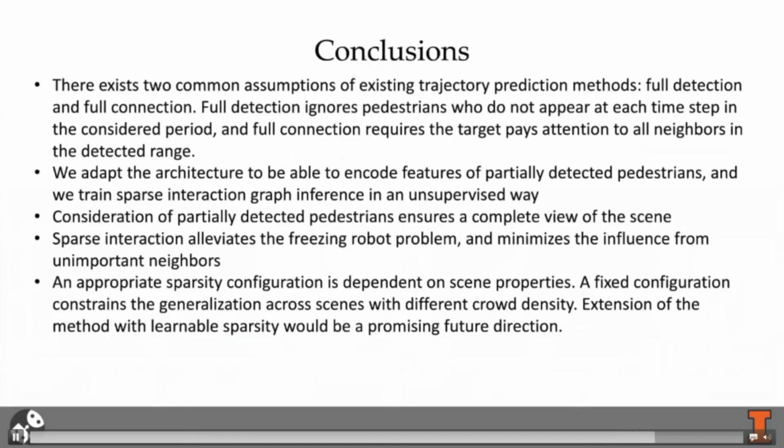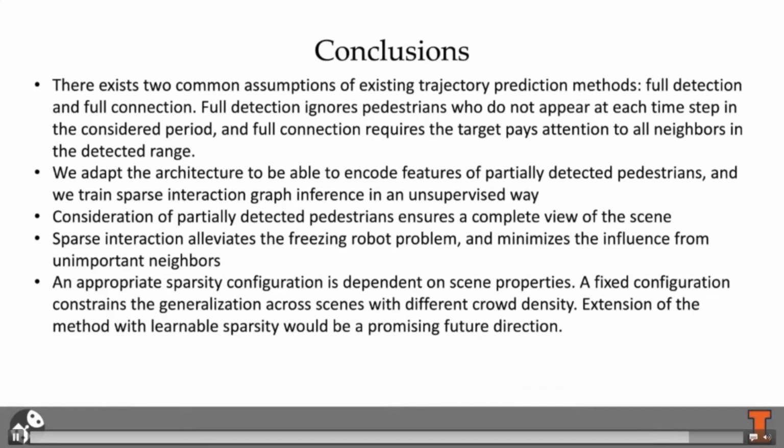Here are the conclusions. There exist 2 common assumptions of existing trajectory prediction methods: full detection and full connection. Full detection ignores pedestrians who do not appear at each time step in the considered period. And the full connection requires the target to pay attention to all neighbors in the detected range. We adapted the architecture to be able to encode features of partially detected pedestrians, and we train sparse interaction graph inference in an unsupervised way.